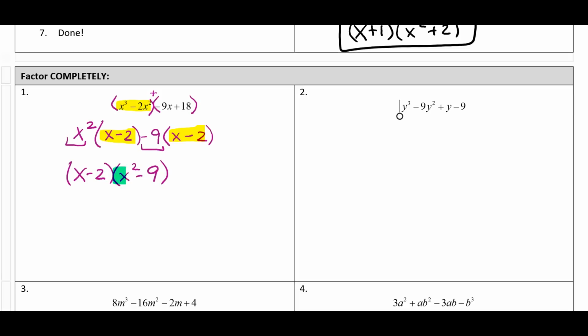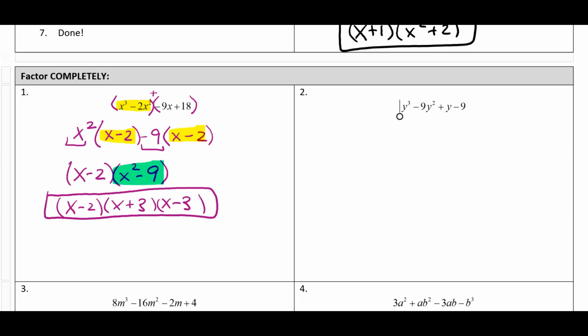on x squared minus 9, that is a difference of perfect squares, which means we can continue factoring it. So x minus 2 stays as x minus 2, and x squared minus 9 becomes x plus 3 times x minus 3. And it doesn't matter the order of the factors. So this is our final answer. There are 3 factors because there's an x cubed. Now there's not always 3 factors, but sometimes there's 3 factors.